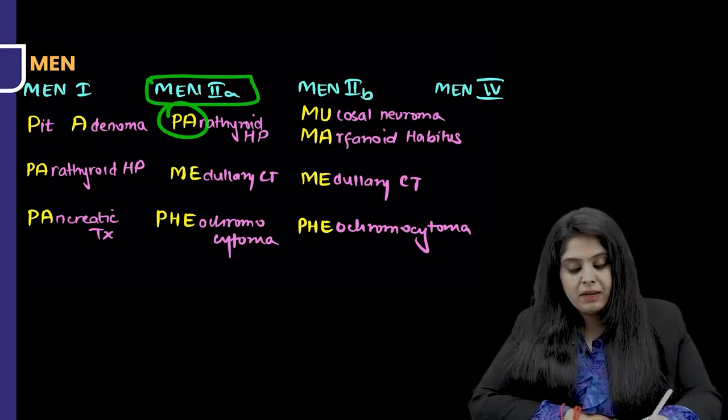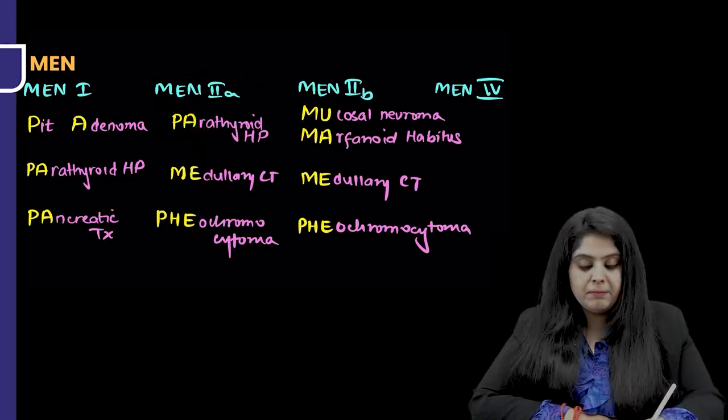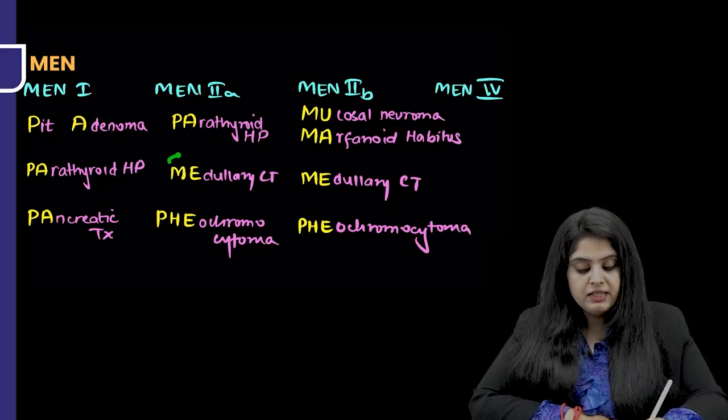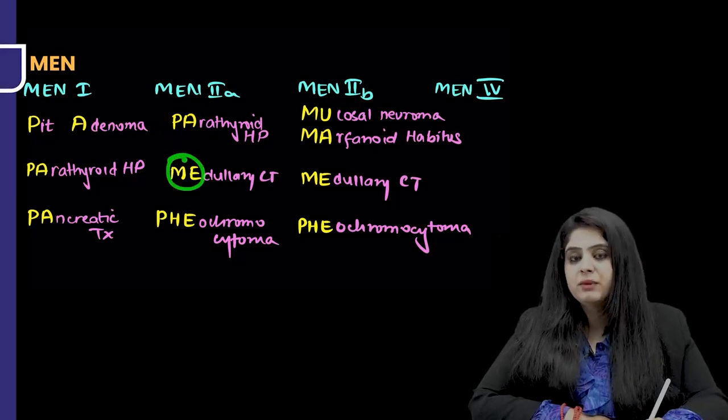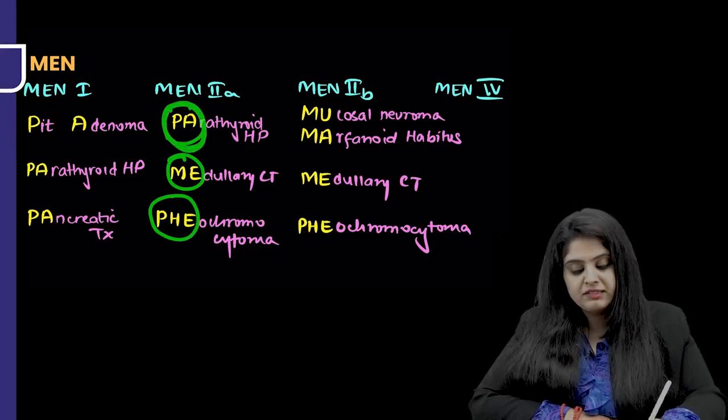MEN 2 is what? Papa, give me fees. What is Papa give me fees? Again, after PA, adenoma cannot come. PA means parathyroid hyperplasia. Give me means medullary carcinoma thyroid. And fees means pheochromocytoma. So parathyroid hyperplasia, then medullary carcinoma, then pheochromocytoma.